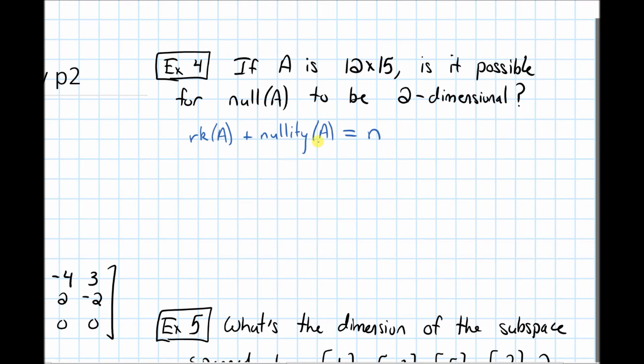The tip-off to me that I want to use this theorem is, the question specifically tells me something about the dimension of the null space here. It's saying, oh, could it be 2? And that's a strong tip-off to use this theorem, the rank-nullity theorem.